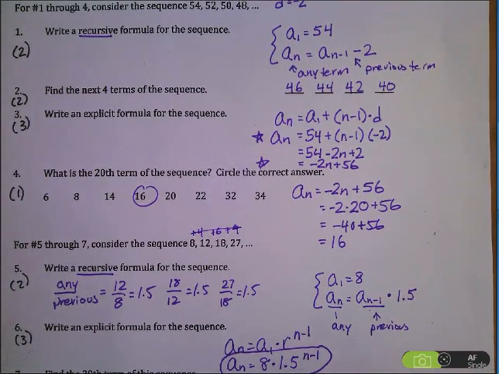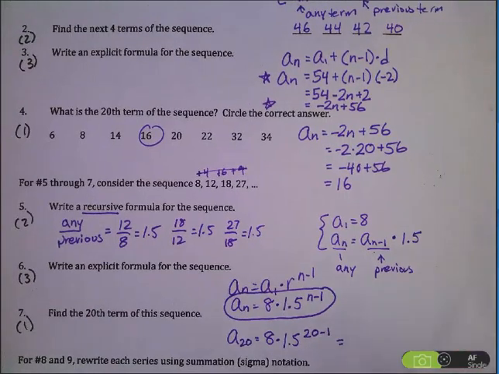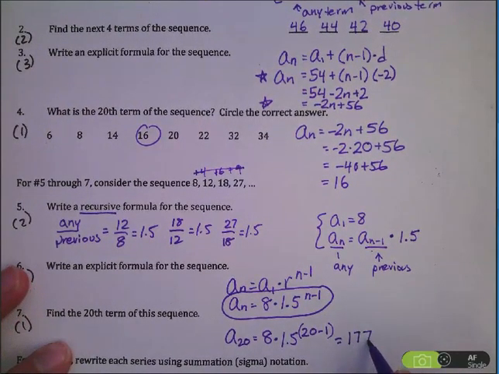To find the 20th term of the sequence, you can plug in 20 for n. So you're finding a sub 20, the 20th term, which is 8 times 1.5 to the 20 minus 1 power. Type this in your calculator. The only thing I would suggest doing here is when you type this in, make sure that the exponent is in parentheses, otherwise you won't get the right answer. The right answer is a big number. It's also a decimal that's been rounded.